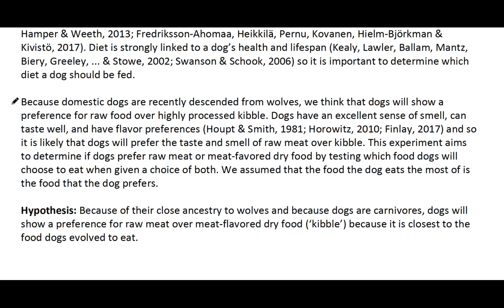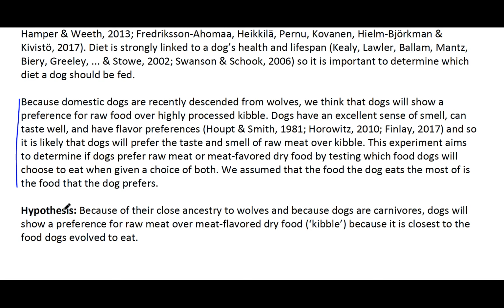Now, at the end of the introduction, you'll see this section. And this section is basically informing your hypothesis. So it's always a good idea to have something in here. And I'll let you pause the video and read this in your own time. You'll see it's talking about why do we think this is the answer to our question.